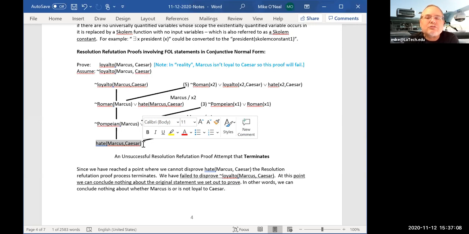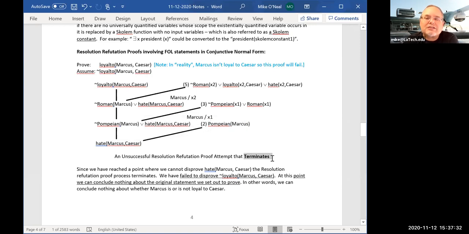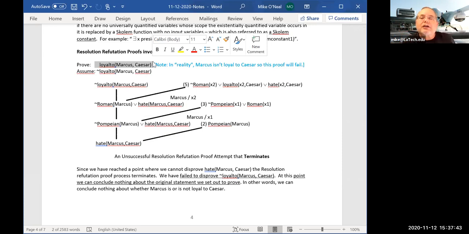And remember, this is a refutation proof. We're trying to cancel things until we get to a contradiction, which is the empty clause. Well, newsflash, Marcus really does hate Caesar, so you're not going to be able to make any further progress to disprove that Marcus hates Caesar. So this is an example of a refutation proof that terminates when you gave it a false thing and asked it to prove it. Sometimes it grinds to a certain point and there's nothing left for it to try, and it says, I give up.